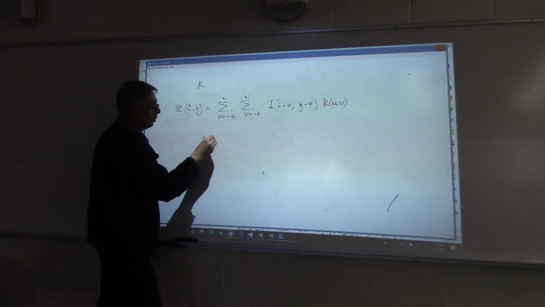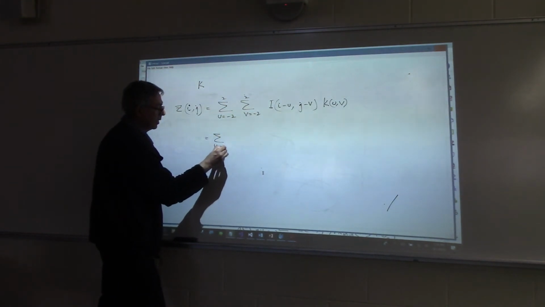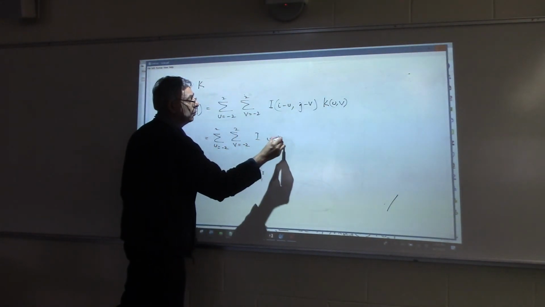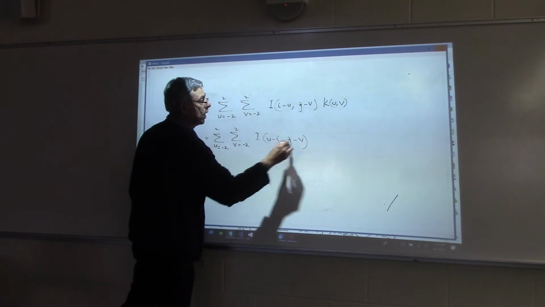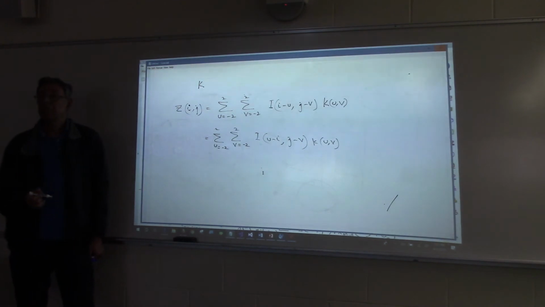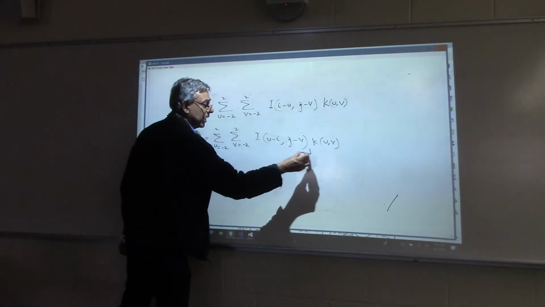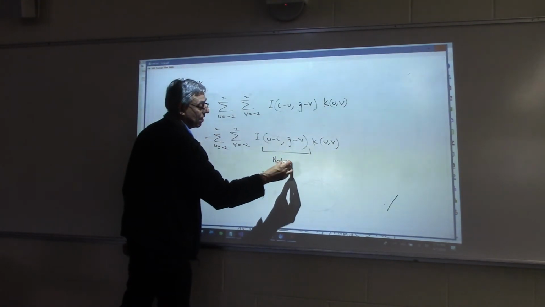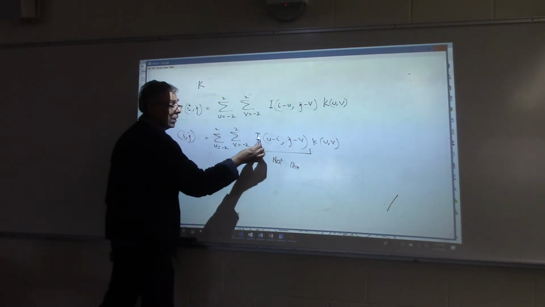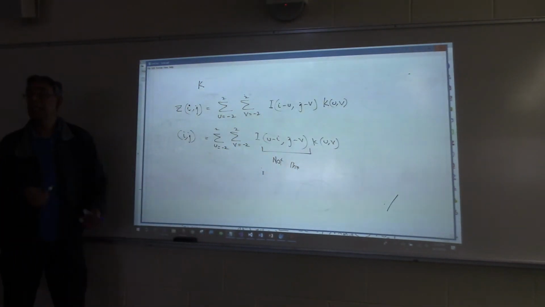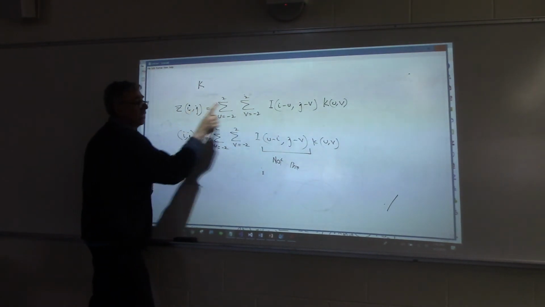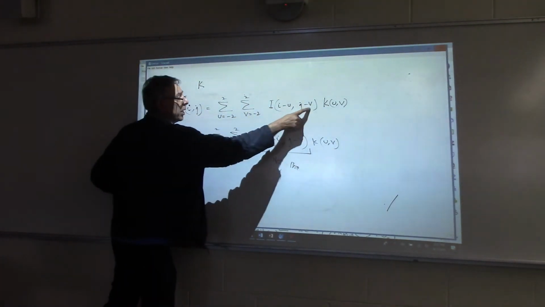On the other hand, what will happen if somebody gave you this? They said it is u minus i, j minus v, times k of uv. What I'm trying to say is this is not the convolution, because on this side we have i and j; this is actually 180 degree rotated. So first just focus on this part: i minus u, j minus v.